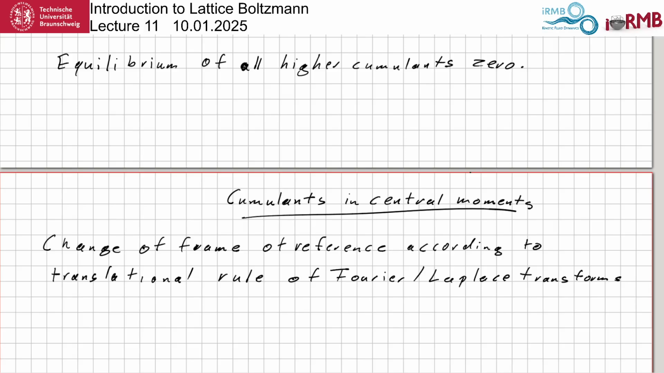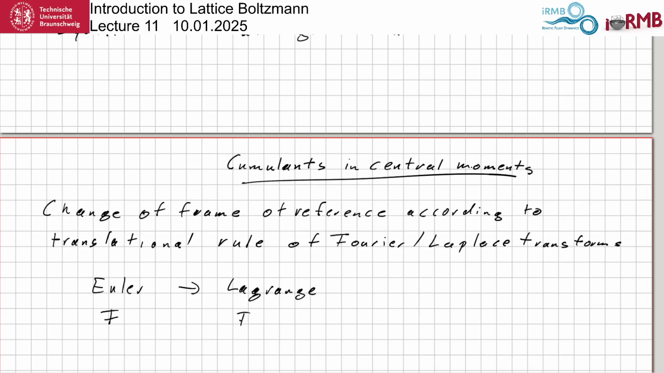Okay, so if you do a translation in the Laplace transform from an Euler to a Lagrange frame, or if you do a shift in the coordinate system, a shift of origin in a Laplace transform, what you do is you multiply by e to the power of the shift. You have seen this rule probably.